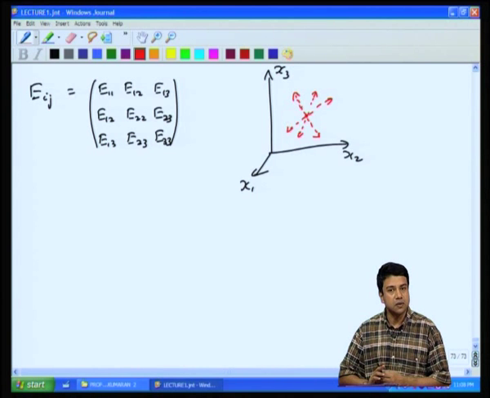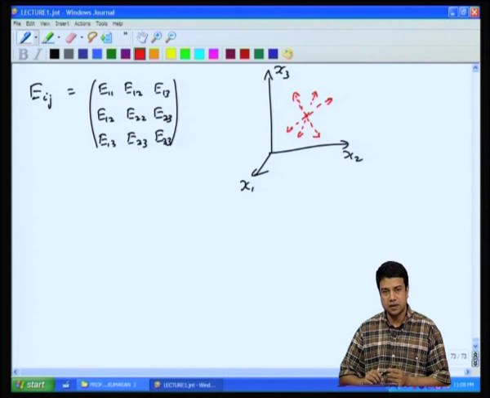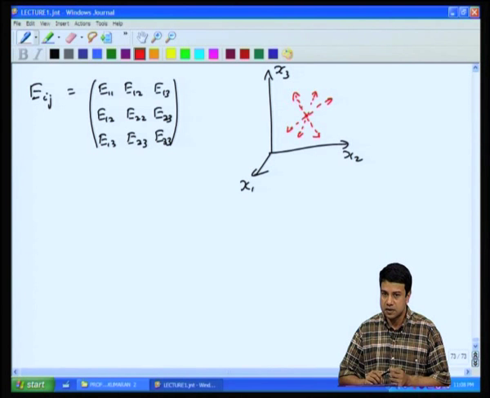Note that this is a traceless matrix. That means that the sum of the diagonal elements is equal to 0. And we know from linear algebra that the sum of the diagonal elements is also equal to the sum of the eigenvalues. Therefore, the sum of the 3 eigenvalues has to be equal to 0. This is just a reflection of the fact that volume is preserved. So, either you have stretching in one direction and compression in the other directions in such a way that volumes do not change.